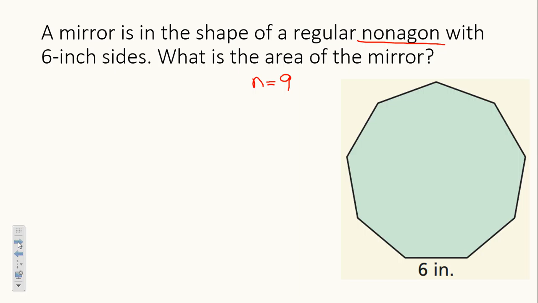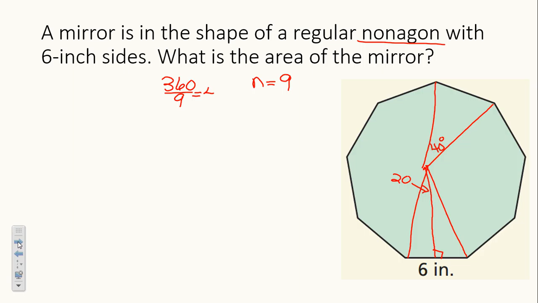So how many degrees in a central angle? Good. 360 divided by 9 is going to be 40 degrees. So our central angle is 40. That means that when we drop our apothem in here, we split that central angle, and what do we have left? 20. So we're dealing with that 20-degree angle. We're trying to find A.